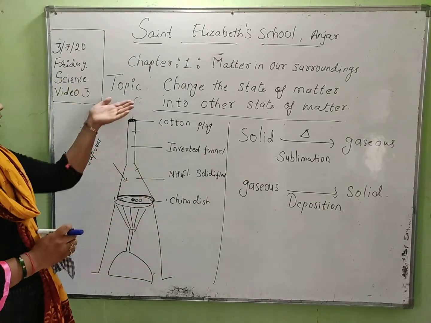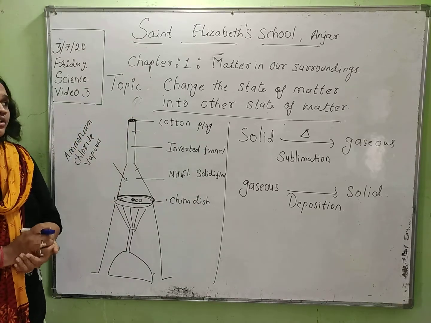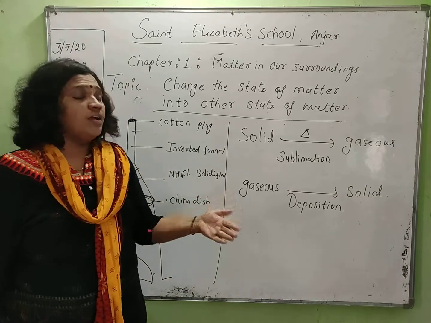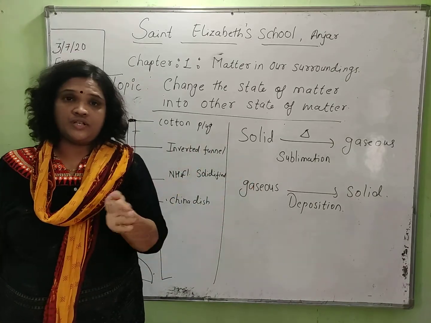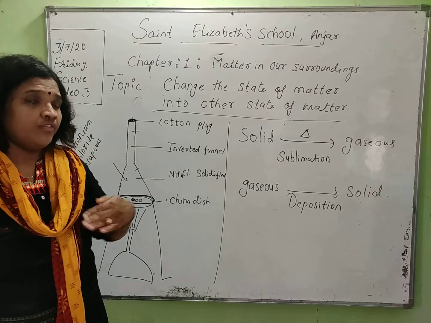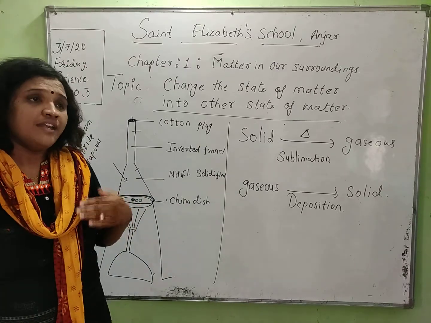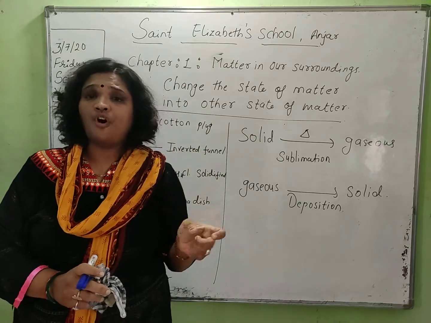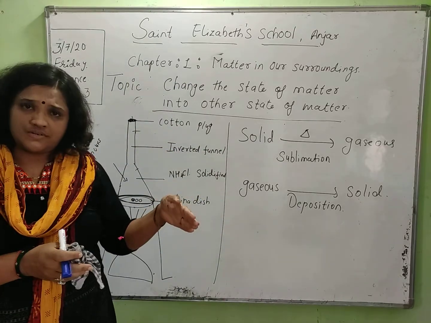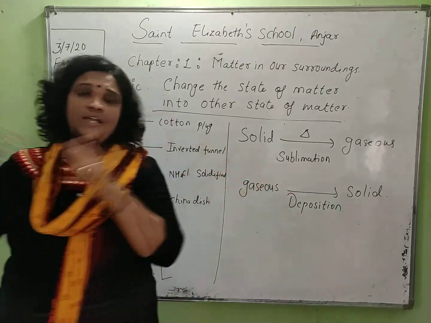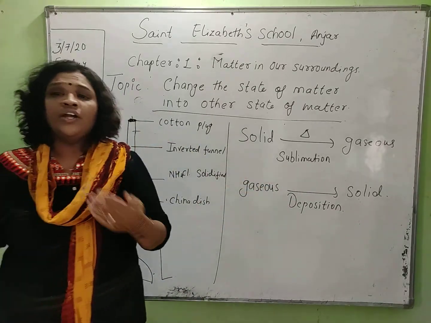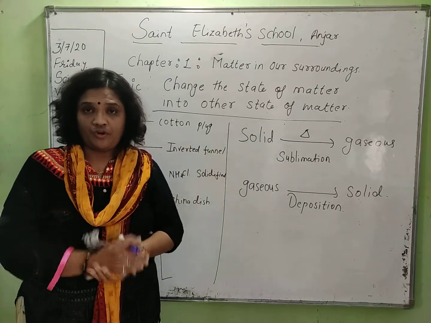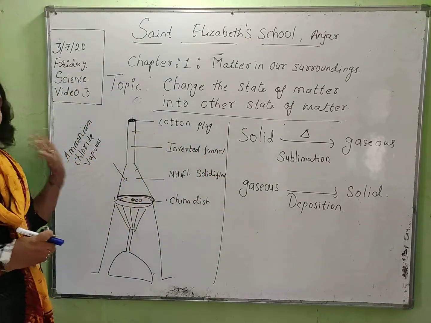Now the topic is changing one state of matter into another state of matter. In the previous video we understood how a solid changes into a liquid, and then into a gas, when you increase the temperature. Now in some substances we cannot see the intermediate liquid form. Some substances directly convert from solid to gaseous, and when you decrease the temperature, they go back to the solid form. For that, there is one activity we can do at home also.